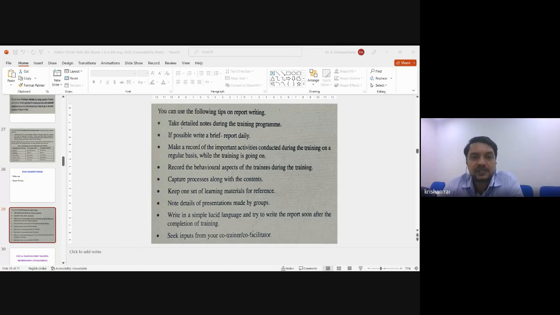So the first part is, take detailed notes during the training program. If possible, write a brief report daily. Make a record of the important activities conducted during the training on a regular basis while the training is going on. Record the behavioral aspect of the trainees during the training. Capture processes along with the content. Keep one set of learning materials for reference. Note details of presentations made by groups. Write in a simple, lucid language and try to write the report soon after the completion of training. Seek inputs from your co-trainers or co-facilitators.